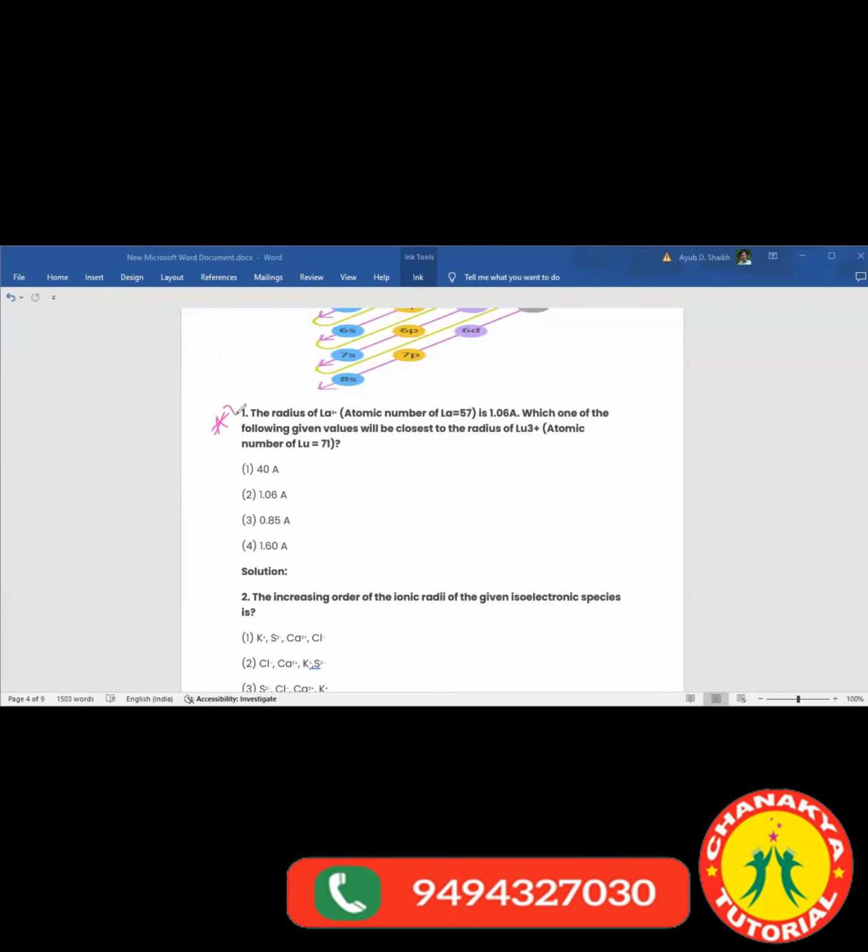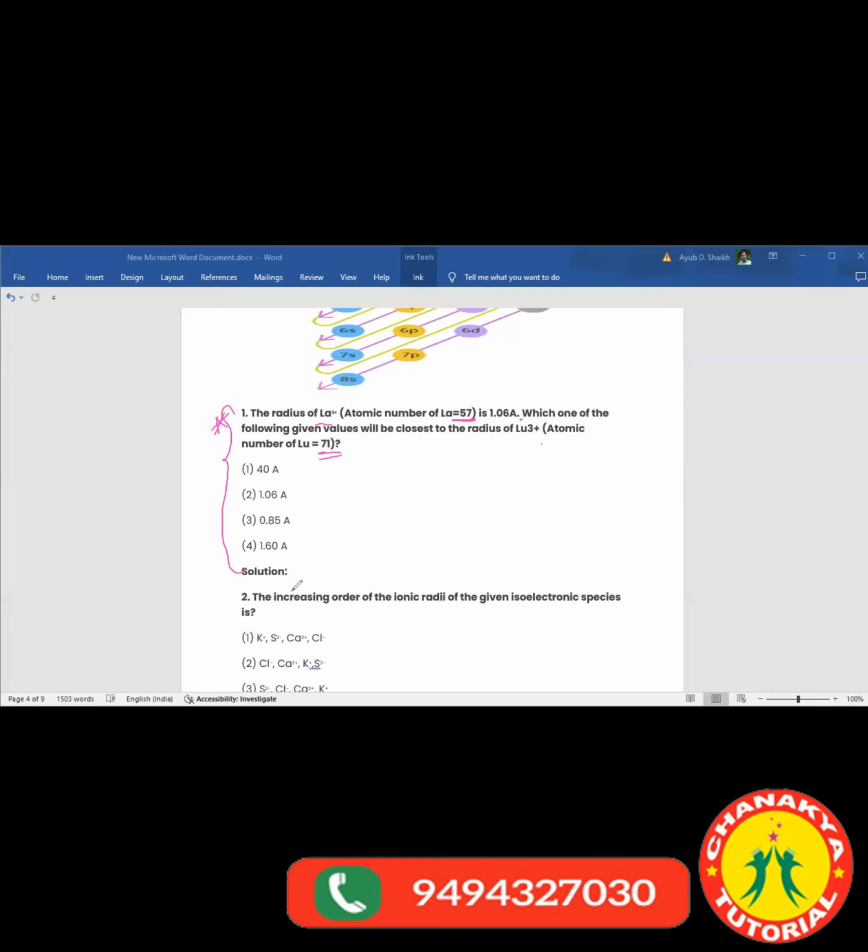Write down the question. The radius of lanthanum 3 plus, atomic number 57, is 1.06 angstrom. Which one of the following given values will be closest to the radius of lutetium 3 plus? And the atomic number for lutetium is given, that is 71. The options are there in front of you. What logic are you going to give for this question?